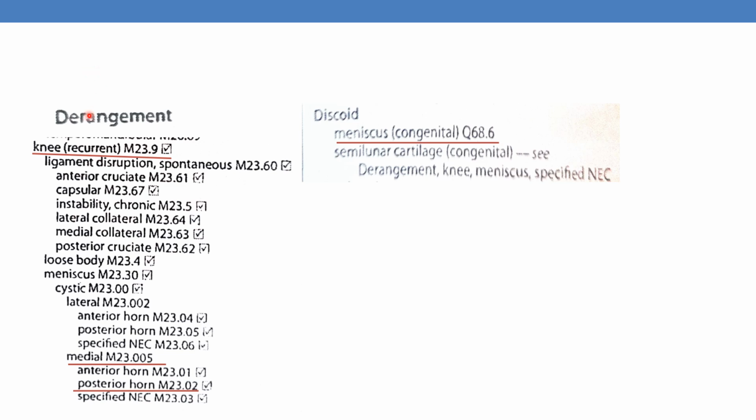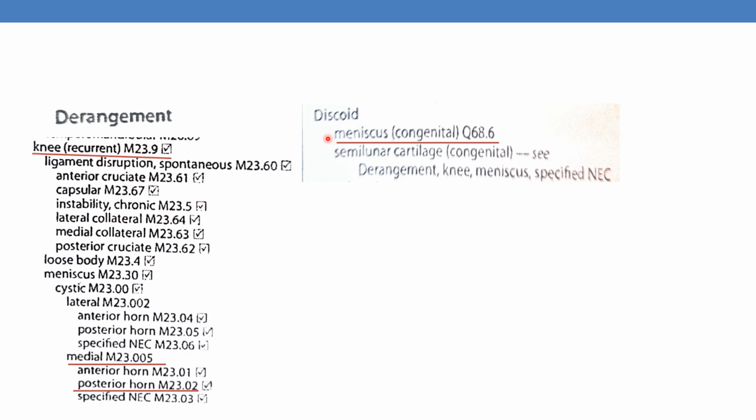Here we need to go for derangement. Under derangement you can find knee. Under knee you can find meniscus. Under meniscus you can find lateral, medial. Our question is tear of posterior horn of medial meniscus. So under medial, if you go for posterior horn, the code is M23.02. This is the correct code, M23.02, but this is further expandable. The tick mark here indicates it is further expandable for laterality. So you need to go and check the tabular list.